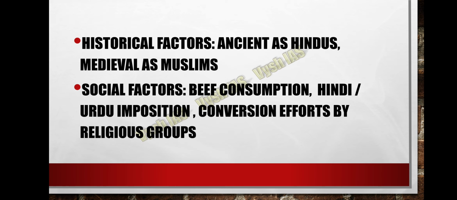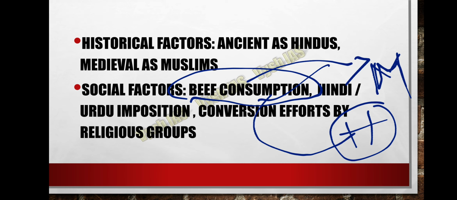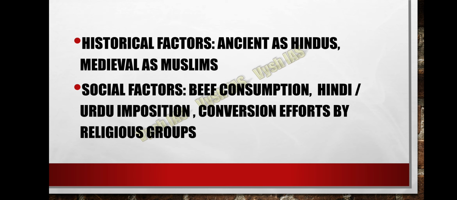And in the social factors, you can see there is a social divide between Hindus and Muslims and different other religions. For example, beef consumption is important for the Muslims, whereas the cow is treated as a sacred animal by Hindus. Because of the beef consumption by Muslims, the Hindus are not able to tolerate it, because of which there are riots or violence taking place between them.